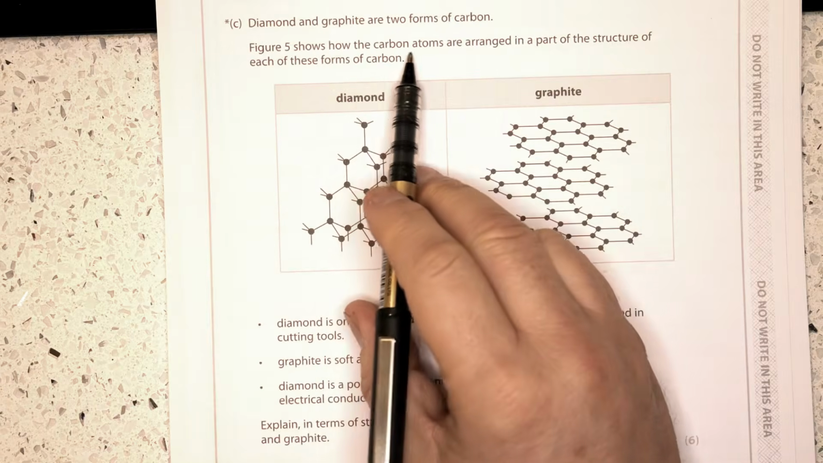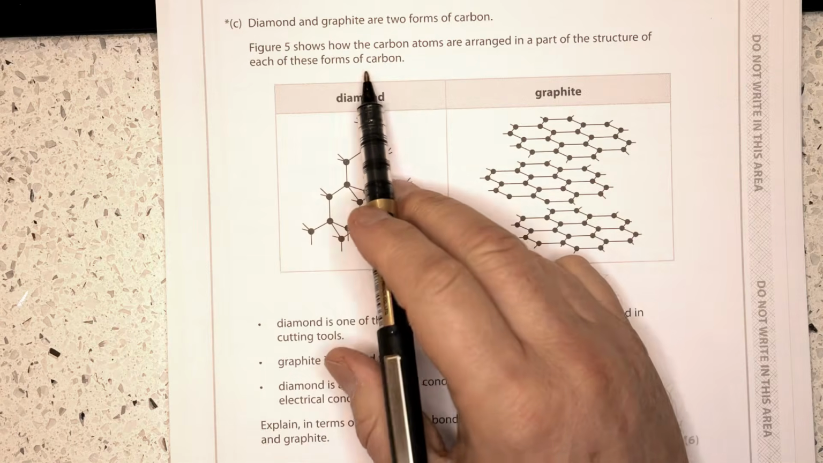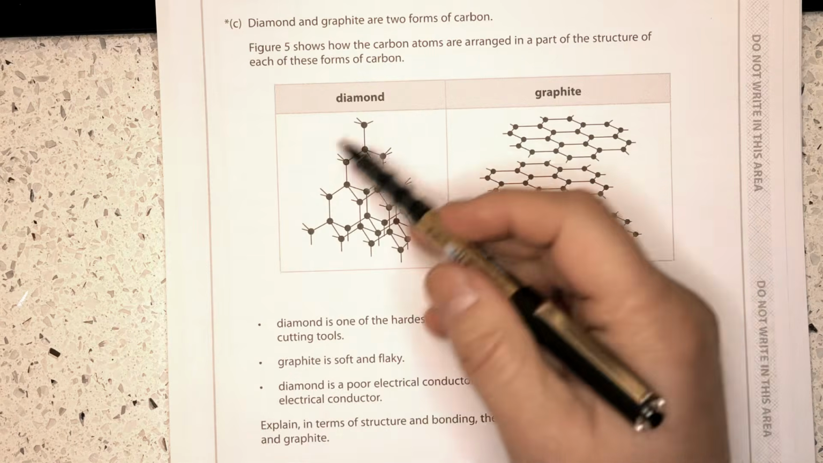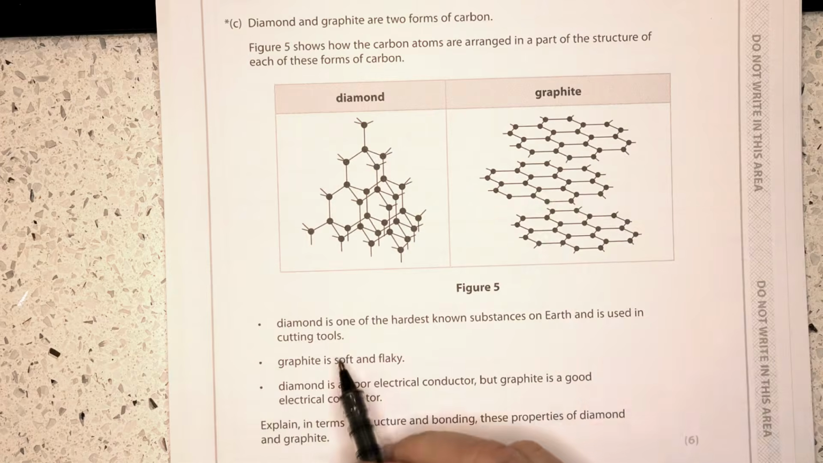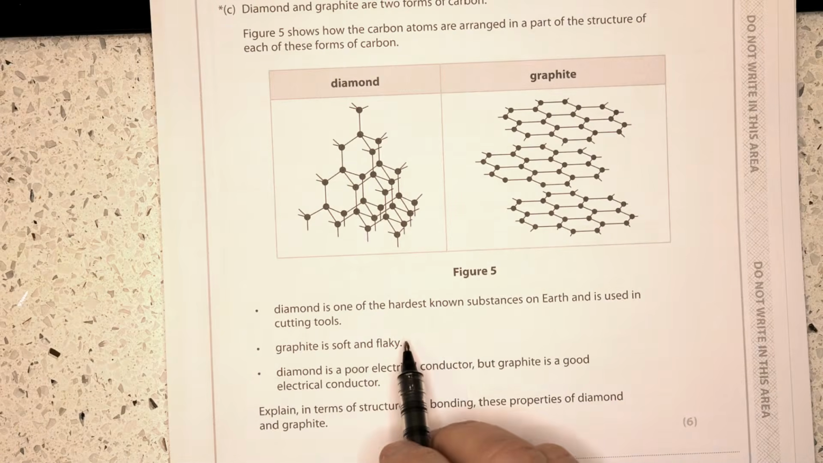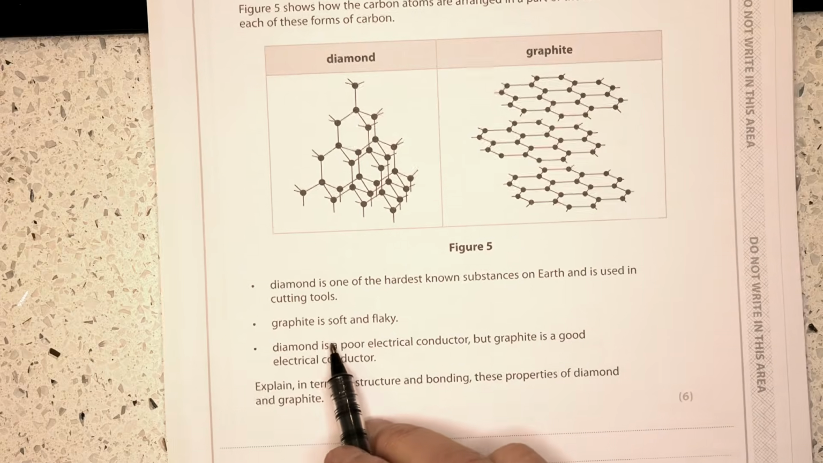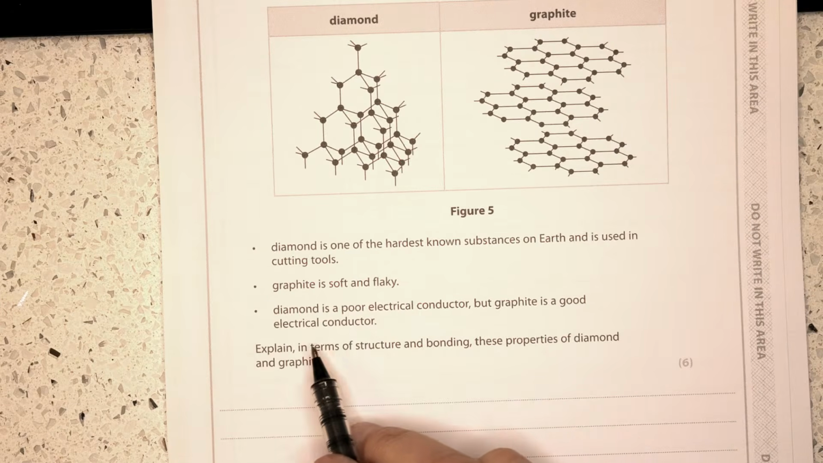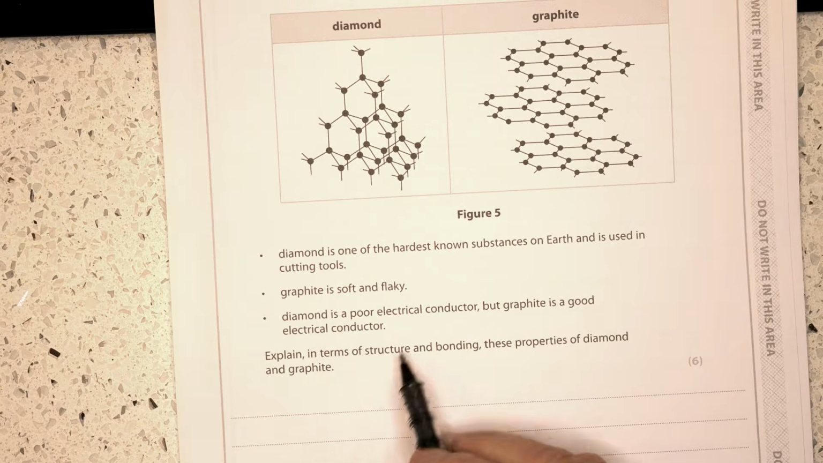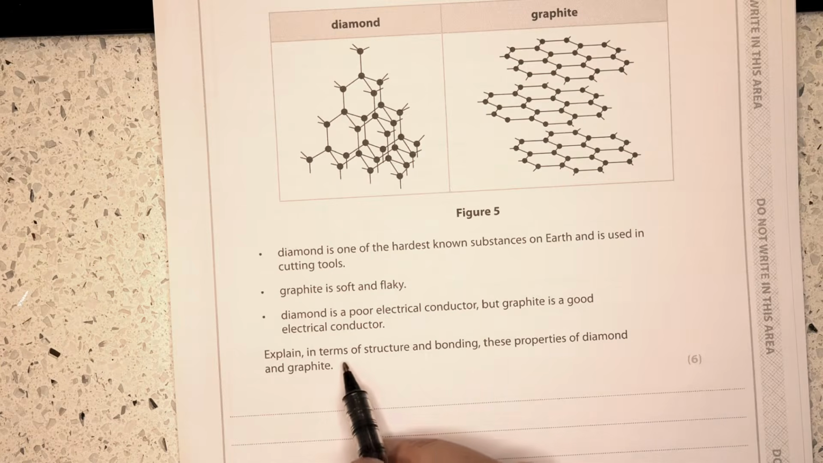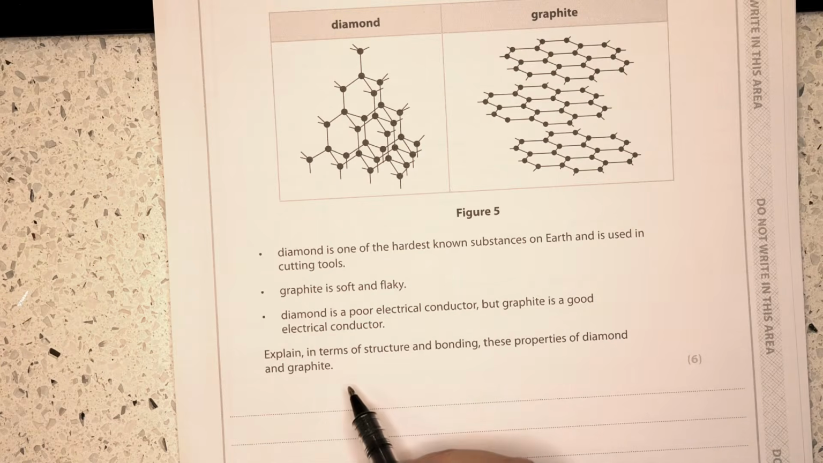Diamond and graphite are 2 forms of carbon. Figure 5 shows how the carbon atoms are arranged in a part of the structure of each of these forms of carbon. So this one is showing diamond and this one is showing the structure of graphite. Diamond is one of the hardest known substances on Earth and is used in cutting tools. Graphite is soft and flaky. Diamond is a poor electrical conductor, but graphite is a good electrical conductor. Explain in terms of structure and bonding these properties of diamond and graphite.